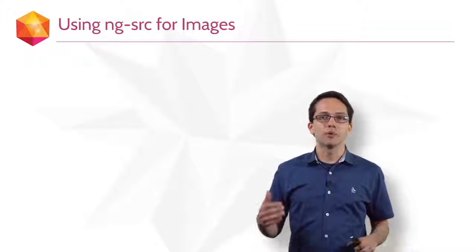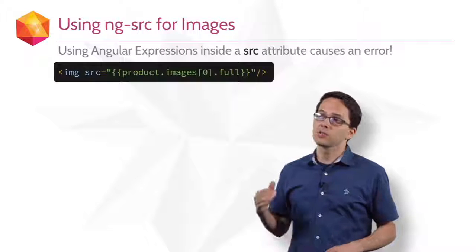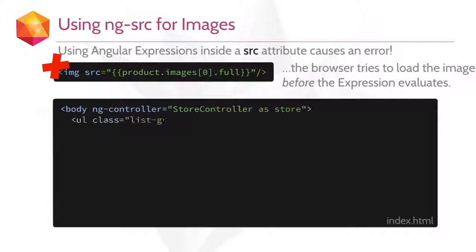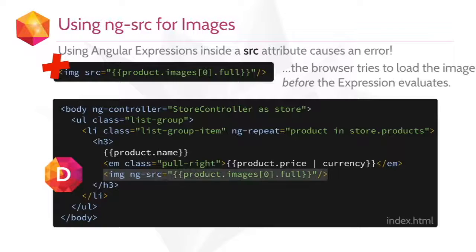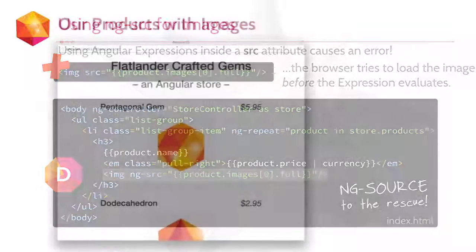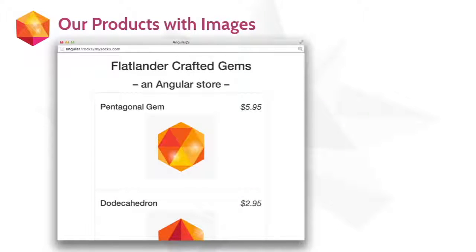If we took that and put it as an expression inside the source attribute of an image tag, well, it wouldn't work. The browser tries to load the image before the expression evaluates. So to print out this image, we need to use the ngSrc directive, like you see here. Then if we jump back into our browser, we can see that all the images are showing properly.